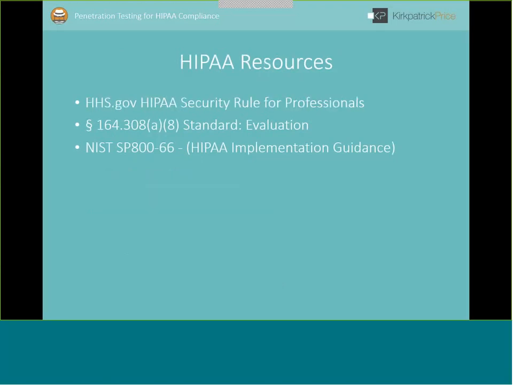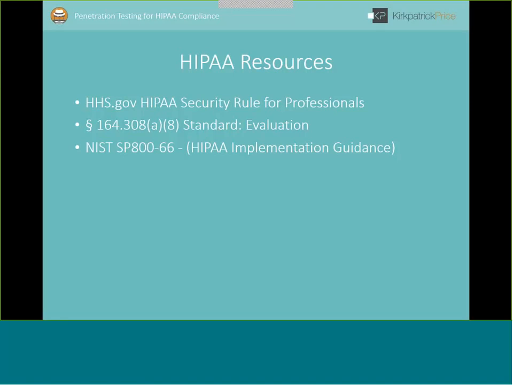So I probably should have introduced this before we did this, but this is the resources slide I mentioned right up front. There's not much to see in the slide here, but essentially HHS.gov has a section for security role professionals, and there are a number of really good resources there if you're trying to understand impacts of security testing and the requirements that the HIPAA security rule has.